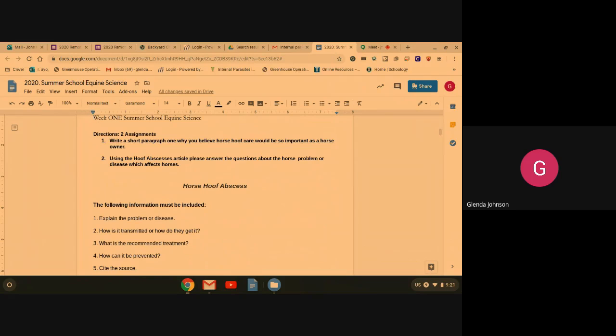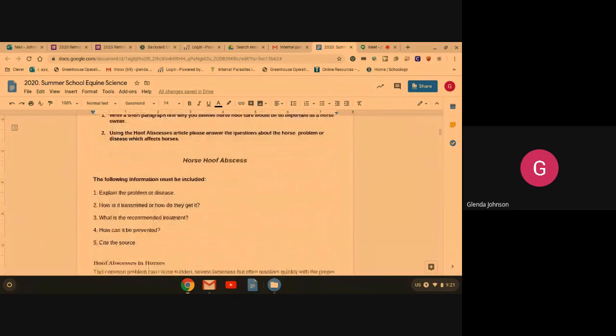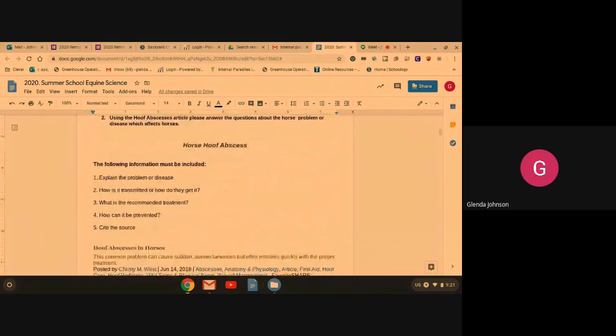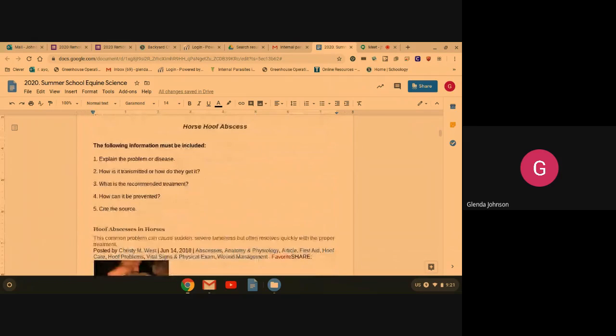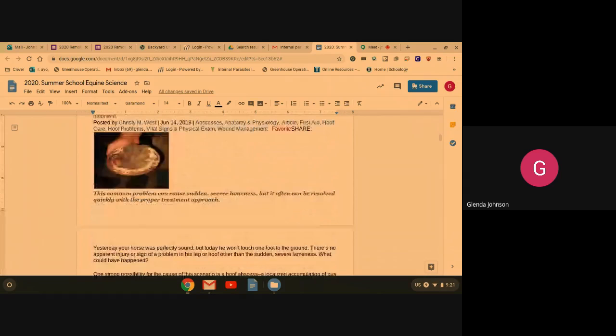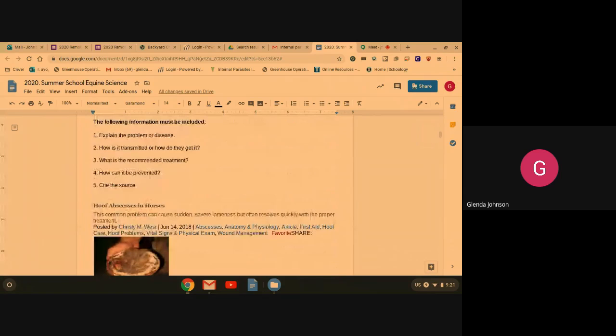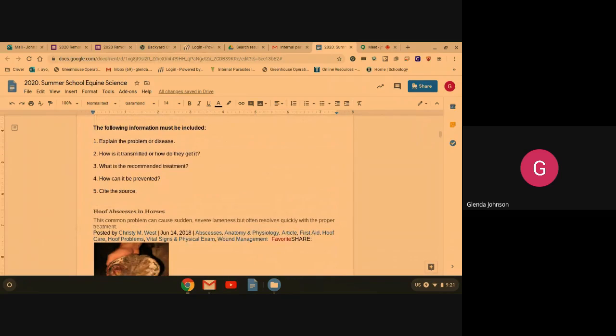And then you're going to look at a horse disease, which is a hoof abscess article. You're going to read that and then you're going to answer the 5 questions that are here. It's pretty easy. Explain the problem of the disease or what happens. And so if you read the article, it tells you about that. And then the next question is how is it transmitted, or like how do they get it? So why does a horse get this disease, the hoof abscesses?